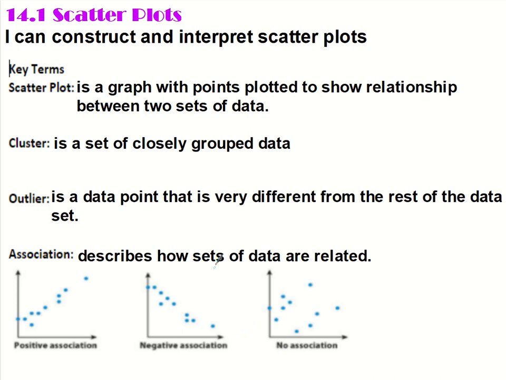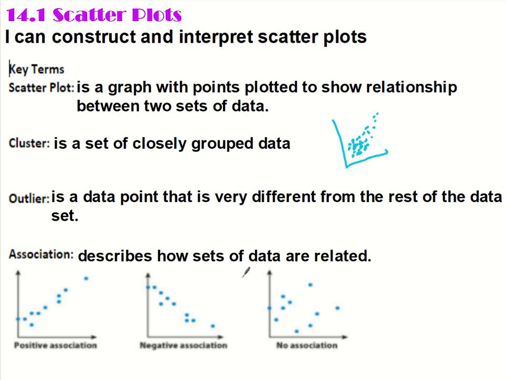Now, a cluster in a scatter plot is a closely grouped set of data. So if I have a scatter plot, a cluster is when I have a lot of data. These are all different points in a scatter plot. So this right here would be a cluster of data. It's a lot just in one little section.